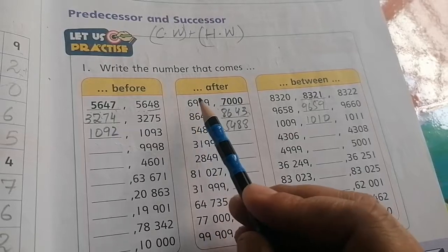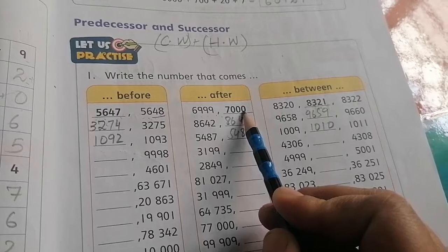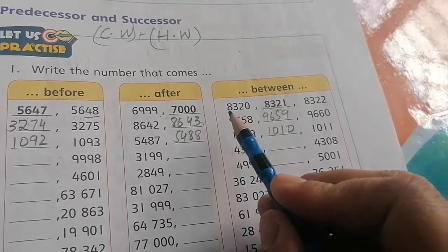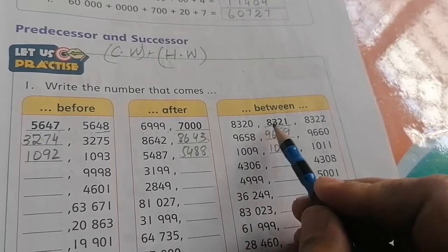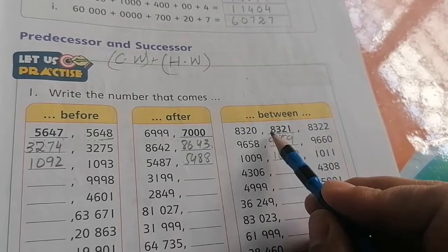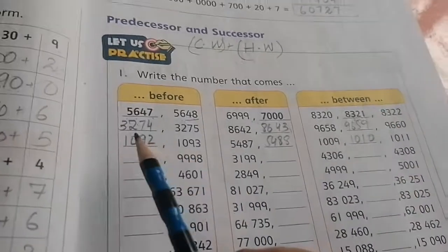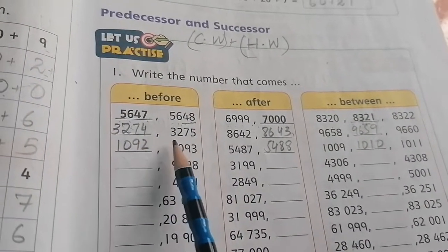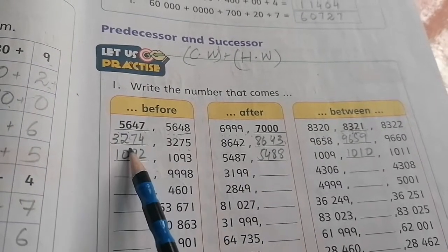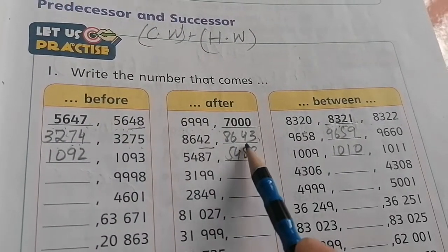The next is 6,999. What is the value next to it? It will be 7,000. Okay, now we have to tell the numbers between them. 8,320 and 8,322. The value in between is 8,321. Okay. Now the next, column A. What is the previous value? Tell me. It's 75, which means the previous number will be 74. 3,274 is 42, so the next value will be 43.